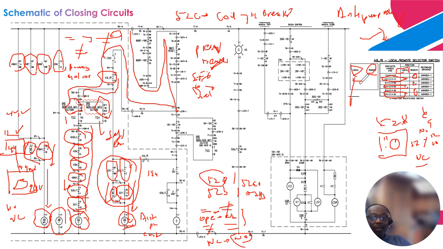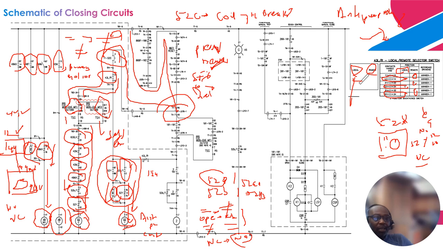Depending on the location, whether you're operating the breaker locally, the contact that you are using is from here. Then you can also energize it through a push button. It gives you the option of utilizing a push button to operate the breaker. Okay, so this shows you all the permissive string that is required to close the breaker.